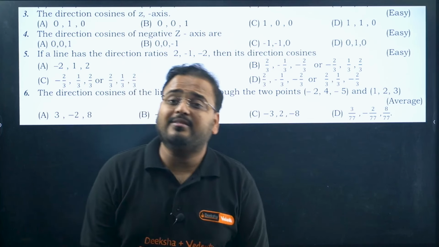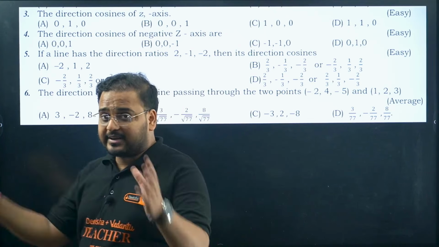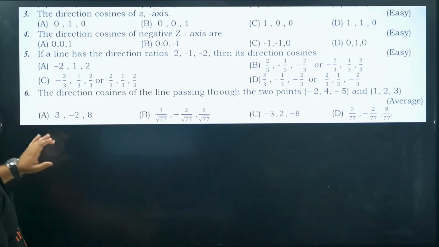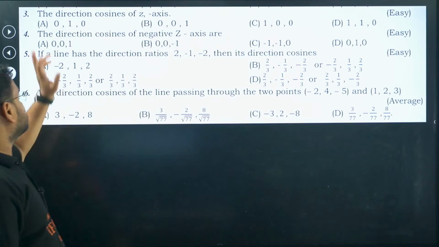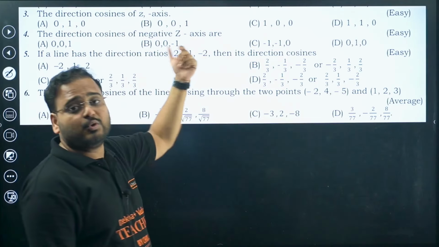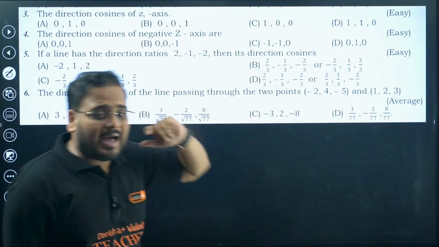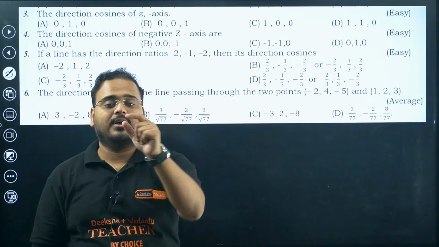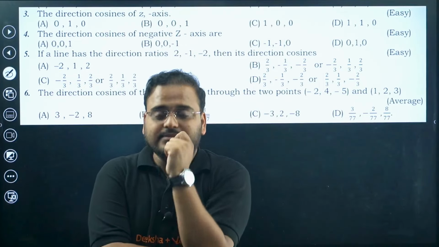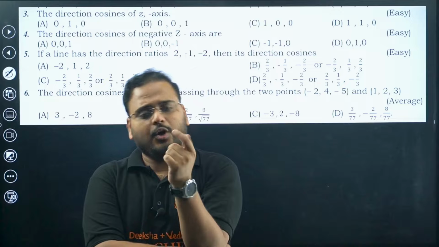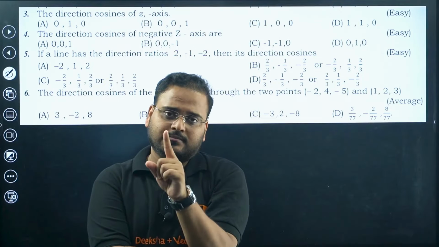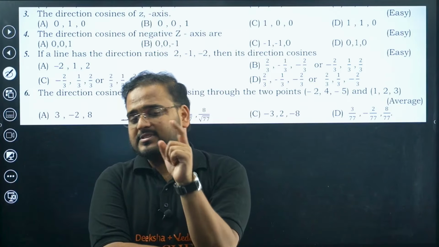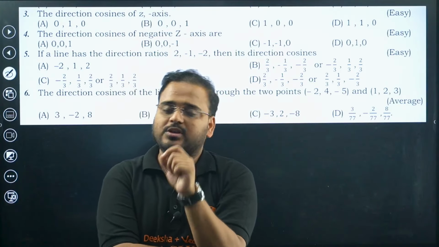Alright, now it's time to solve the easiest questions of your entire syllabus, 3D geometry. We'll see how easy they are if you know the formulas. Direction cosine of z-axis is 0, 0, 1 because the angle of z-axis with z-axis is 0 degree, and cos 0 is 1.